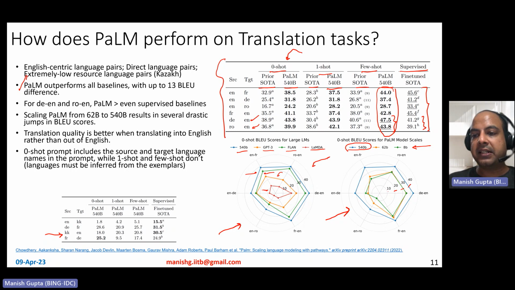Translation quality is better when translating into English rather than out of English. So what you also observe is that the translation quality in general is better when you translate into English compared to out of English.